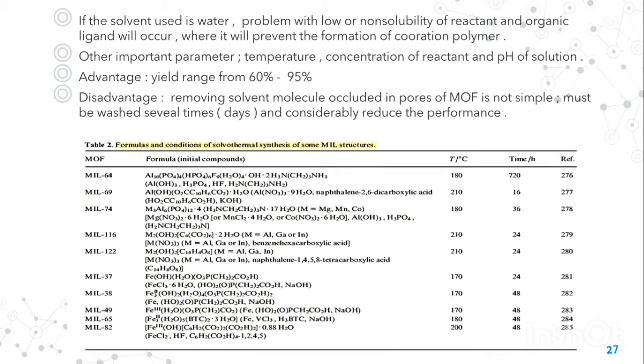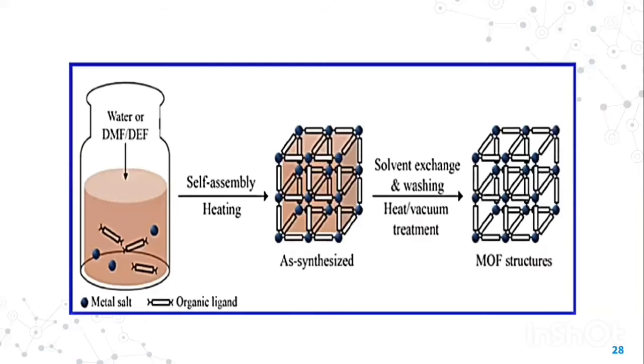Other important parameters are temperature, concentration of the reactant, and the pH of the solution. The advantage of this solvothermal synthesis is that the yield ranges from 60% to 95%. The disadvantage is that removing the solvent molecules occluded in the pores of the MOF is not simple. It must be washed several times, which can take a few days and considerably reduce the performance. This table shows the formulas and the conditions of solvothermal synthesis of some MIL structures. Here is an example and a picture of the solvothermal synthesis.